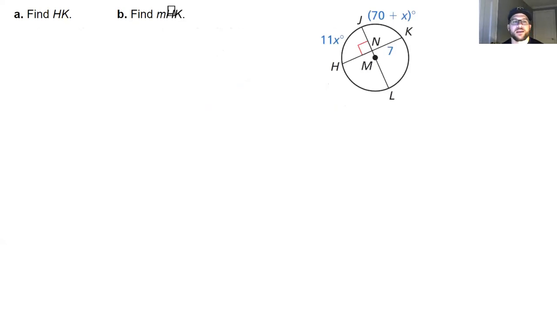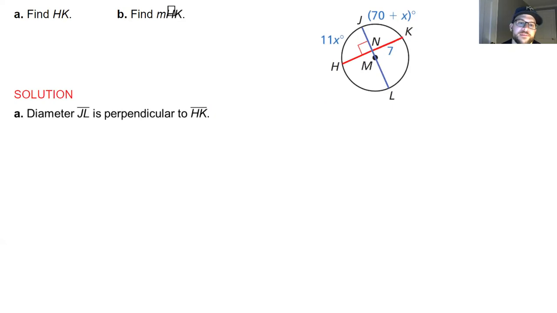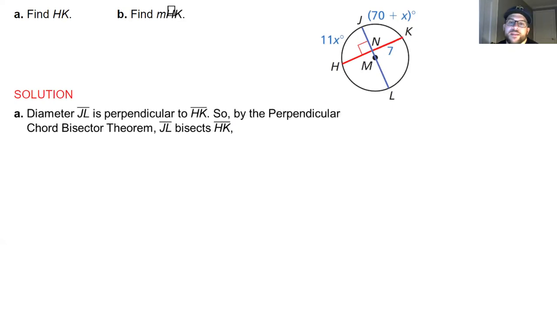Now we're looking at finding the distance of HK, and then finding the measure of the arc of HK in this given circle. We've got what looks like diameter JL because it's going through the center. We have a chord HK intersecting our JL in a perpendicular intersection, so they form a 90-degree angle. Based on the perpendicular chord bisector theorem, JL bisects HK. So HN is going to be congruent to NK.